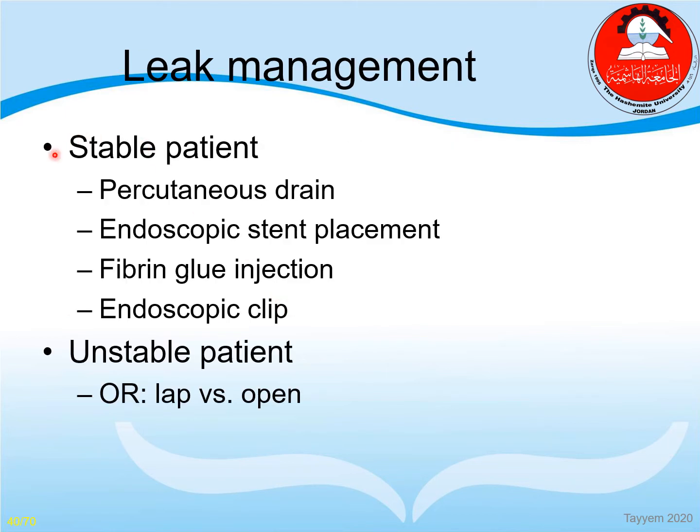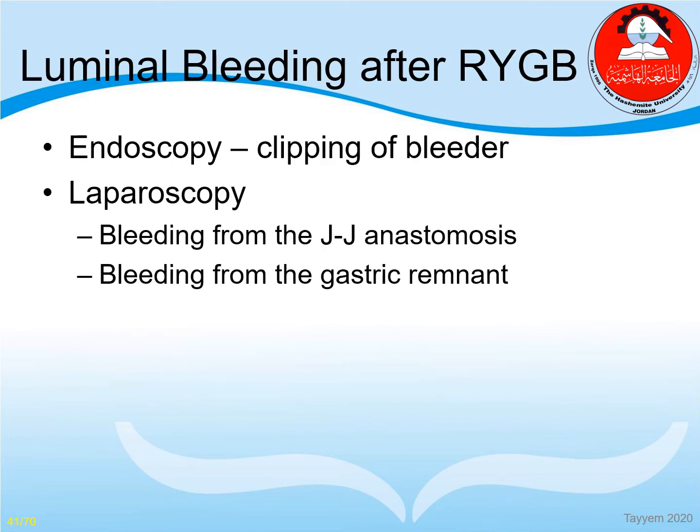How to manage it? In a stable patient, you can do percutaneous drainage, endoscopic stent placement, fibrin glue injection, or endoscopic clip. In an unstable patient, you have the option of laparoscopic versus open intervention. Luminal bleeding after Roux-en-Y gastric bypass: you can control it by endoscopy, by clipping, or any other method of endohemostasis, or you can do laparoscopy if the bleeding is from the jejunal anastomosis or from the gastric remnant.